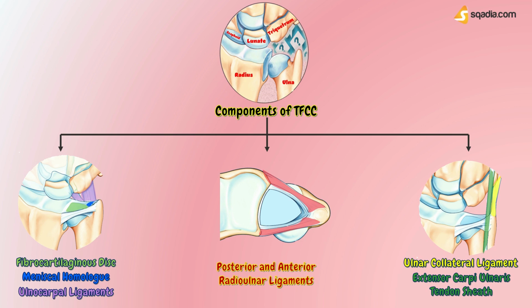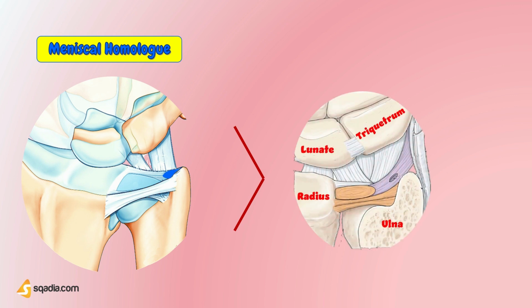The next structure in the triangular fibrocartilage complex is the meniscal homologue. As opposed to the triangular fibrocartilage disc proper, it is primarily constituted of fibrous tissue. Here it is shown as the blue highlighted area. You can better appreciate it in this diagram and can easily see that the meniscal homologue spans from the tip and lateral side of the ulnar styloid to the ulnar aspect of the triquetrum and base of the fifth metacarpal.